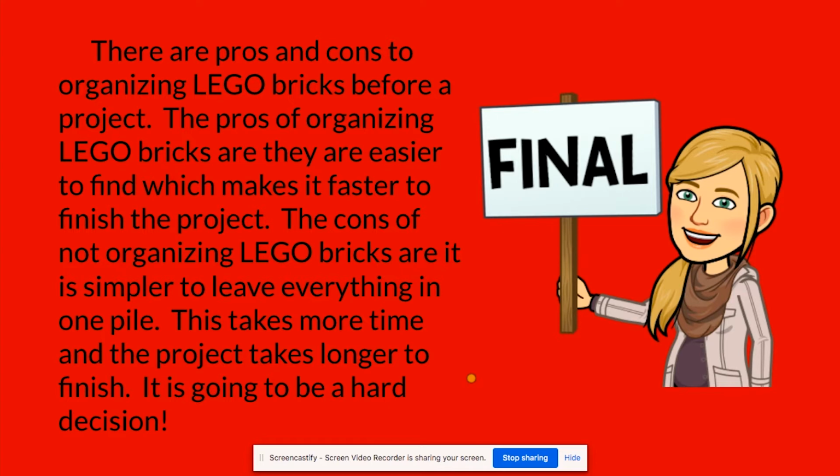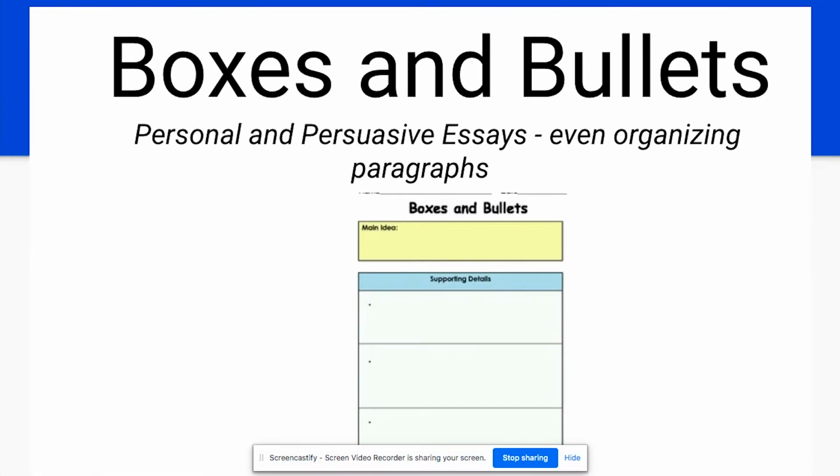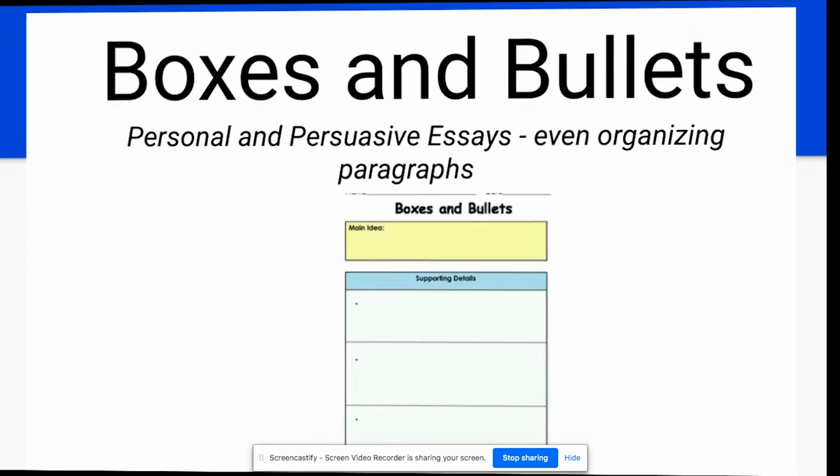So you see, we talked about the pluses, the minuses, and then we swoop it up at the end. We always reread. Don't let your work collapse. Now let's review. Boxes and bullets. You can use this for personal and persuasive essays, even organizing paragraphs.